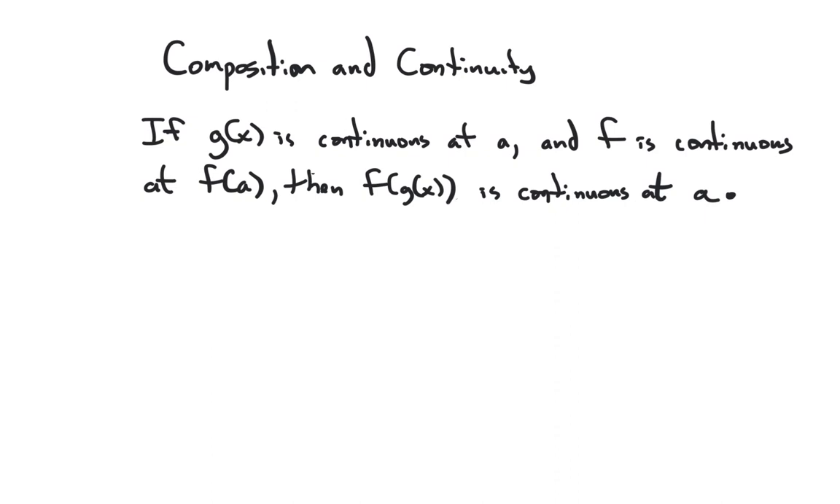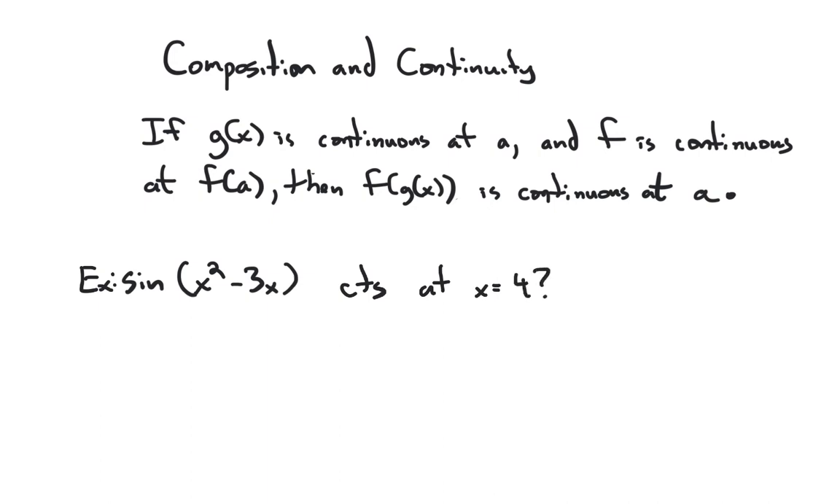Continuity is really nice as well under composition. Basically, as long as the function on the inside of your composition is continuous, and the outside function is continuous at the value of the inside function, then you're good to go. Let me give you an example. Let's look at sine of x squared minus 3x, and we're going to see if that's continuous, I'll use CTS for continuous, at, let's say, x equals 4, question mark.